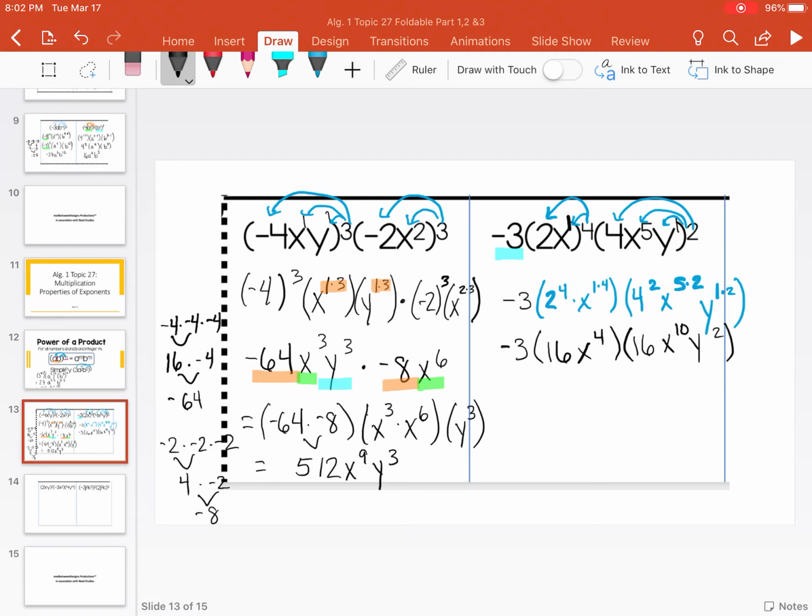Now we can regroup, and we can rewrite. We're going to have negative 3 times 16 times 16, times x to the 4th, x to the 10th, times y squared. So negative 3 times 16 is the same thing as negative 768. X to the 4th times x to the 10th, same base, so we're going to add the exponents. X to the 14th times y squared. And there you go. That's the second example.